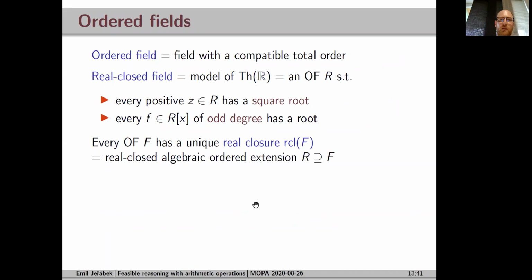And there is a criterion for how to recognize whether a discretely ordered ring is a model of open induction, which is stated in terms of real closed fields. So just a reminder that an ordered field is a field with a compatible total order, and a real closed field is an ordered field such that every positive number has a square root and every polynomial of odd degree also has a root. These are exactly the fields that are elementarily equivalent to the real numbers. And every ordered field has a real closure, which is an algebraic extension of the field that is real closed.